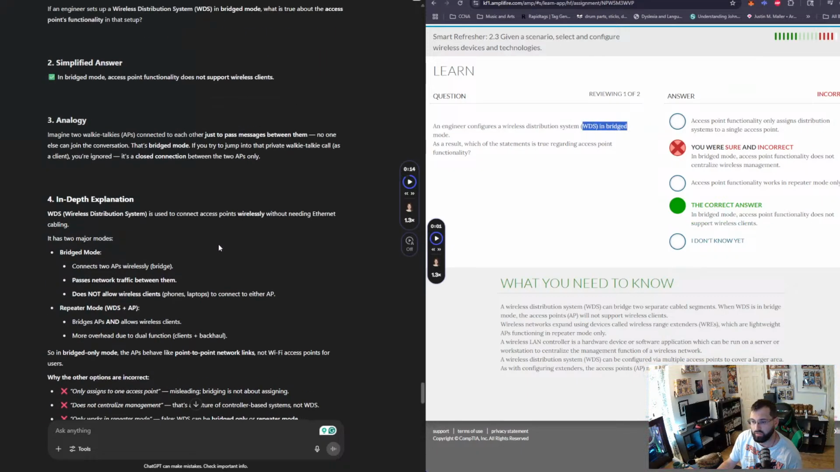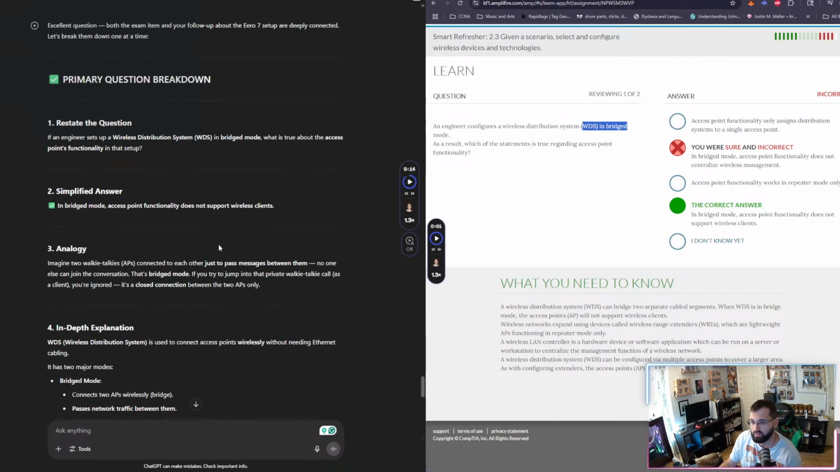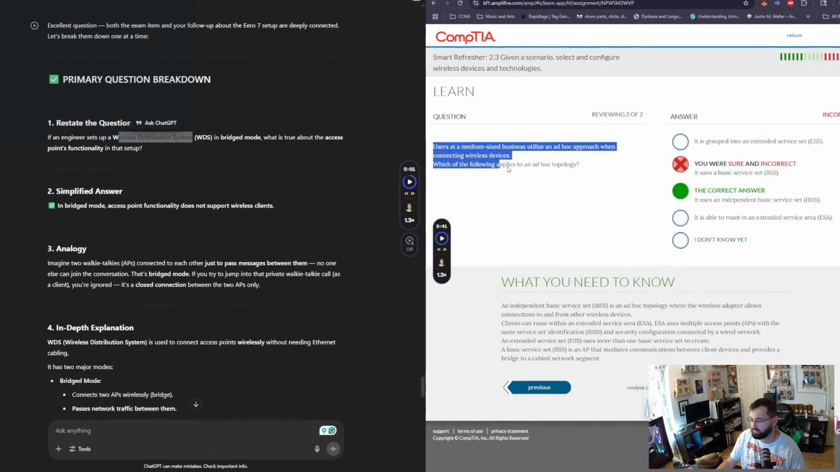WDS in bridge mode. Do we know what WDS means? A wireless distribution system. And that makes sense to me now too. Okay, moving on.